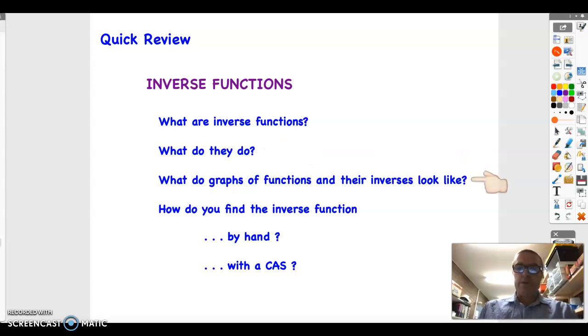We've learned to understand that the graphs of functions and their inverses have particular properties. We've looked at how we solve an inverse function by hand, and very quickly we've seen that we can also perform the same operation with a calculator.